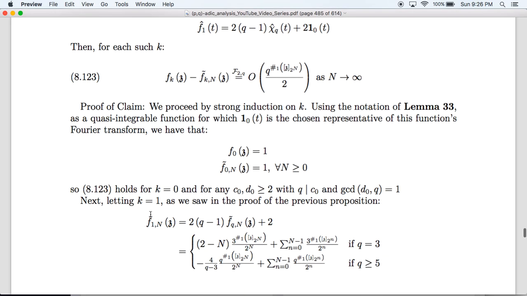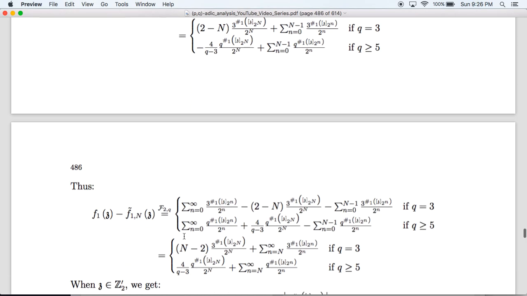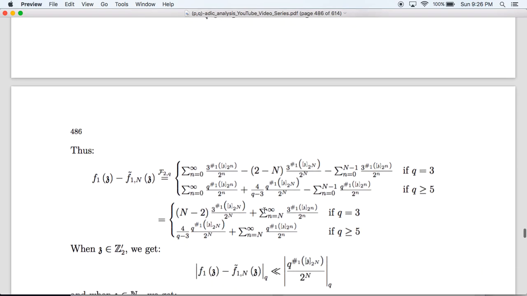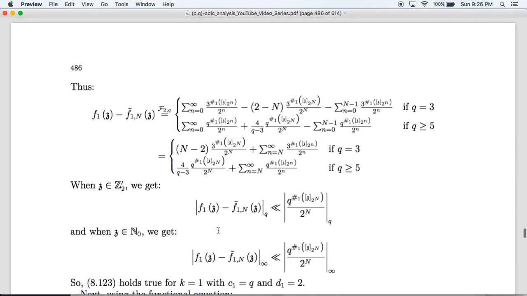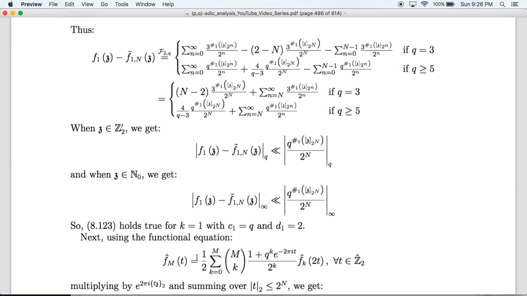Next, letting k equals 1, as we saw in the proof of our previous proposition, f1 twiddle we computed explicitly. And since we know that f1 is equal to this in either case, that series or that series, when we subtract everything, we get this as the explicit error estimate. So when z is in Z2 prime, we take q-adic absolute values, and we have that bound. Whereas when z is in N0, we take real absolute values, and we get that bound. So our lemma 33 condition holds for k equals 1 and k equals 0.